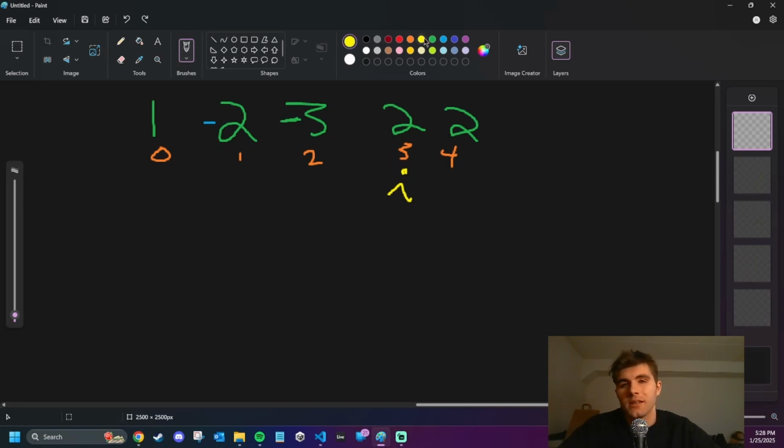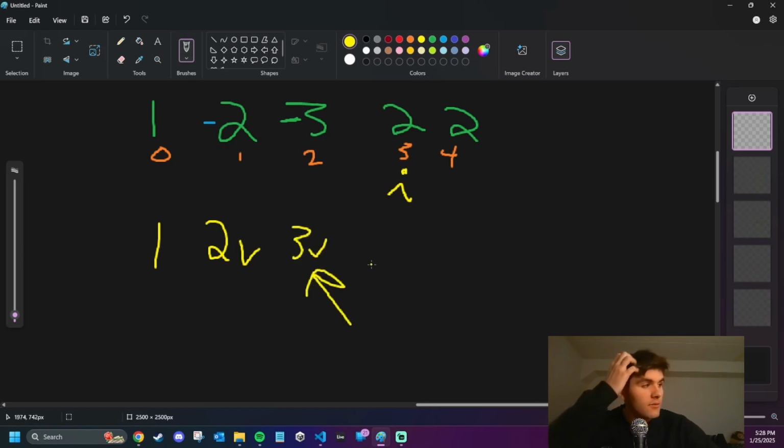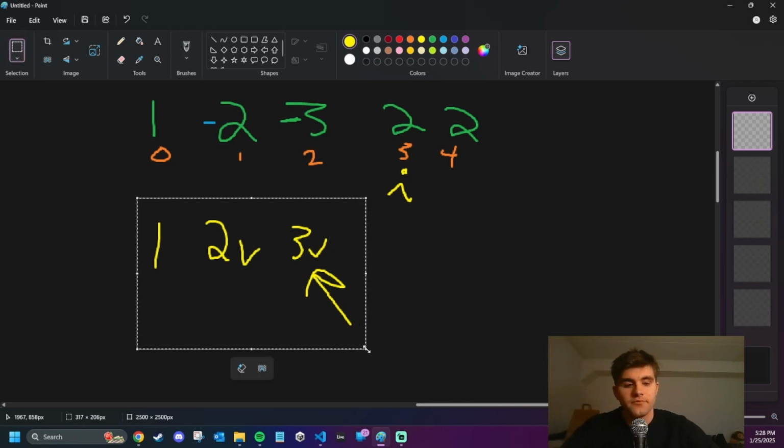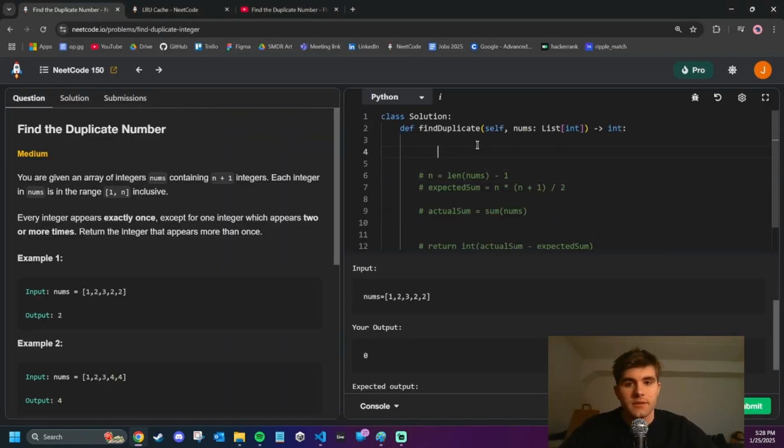So it's basically like the negative is just a visited mark. You could say like 1, and then change this to 2v, and then 3v or something. And then you say if it has a v in it, then we've been there before, but instead of a v, we're doing a negative. Okay, so let's try coding that.